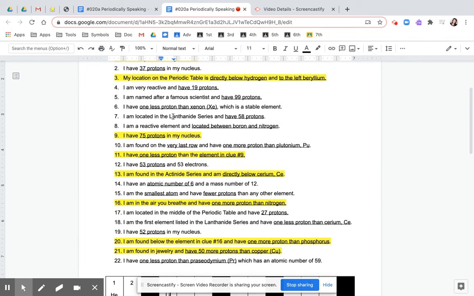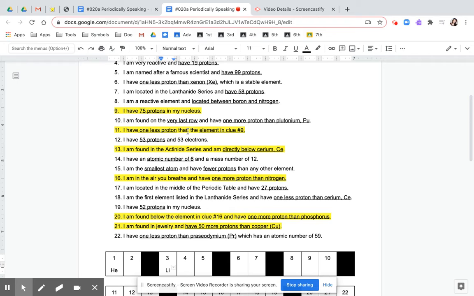So for question number 3, I'm going to type in Li. Okay. Question 4 says I'm very reactive and have 19 protons. 5 says I am named after a famous scientist and have 99 protons. 6 says I have 1 less proton than xenon, which is a stable element. 7 says I am located in the lanthanide series and have 58 protons. 8 says I am a reactive element and located between boron and nitrogen.